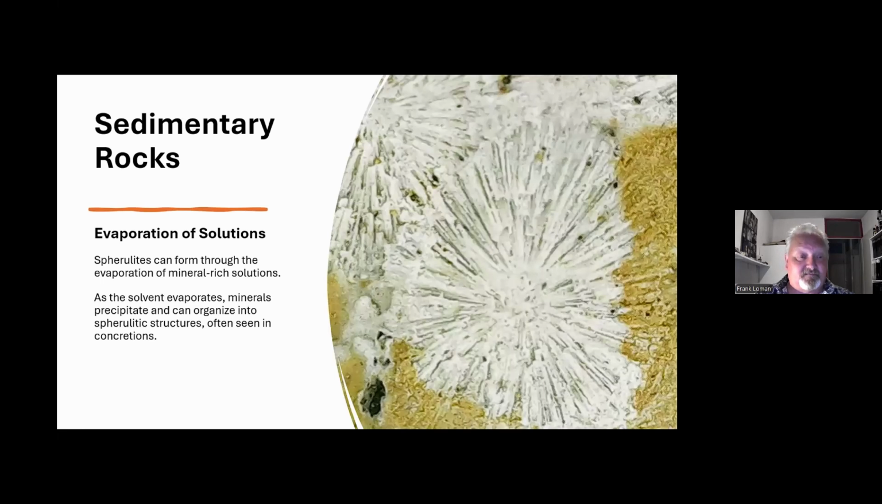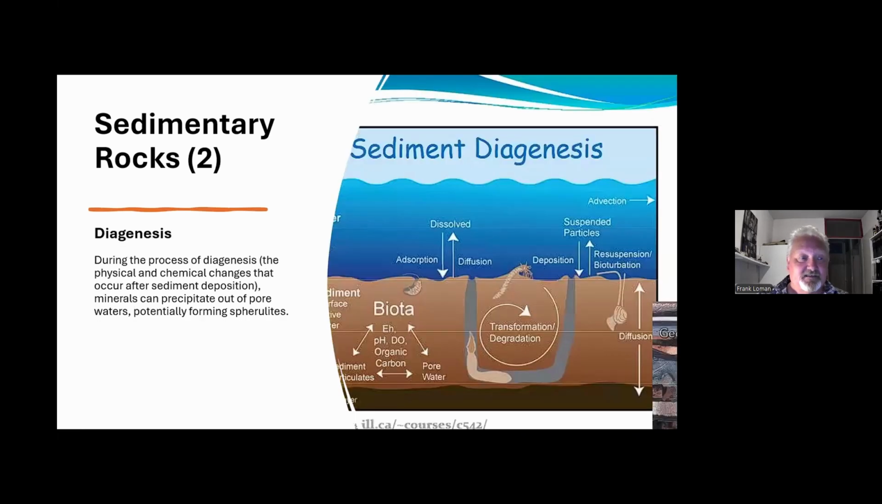In sedimentary rocks, it's mostly about evaporation of solutions. Spherulites can form through the evaporation of mineral-rich solutions, and as the solvent evaporates, minerals precipitate and can organize into spherulitic structures, often seen in concretions. Then there's a second form, which is diagenesis, the physical and chemical changes that occur after sediment deposition. Minerals can precipitate out of pore waters, potentially forming spherulites.